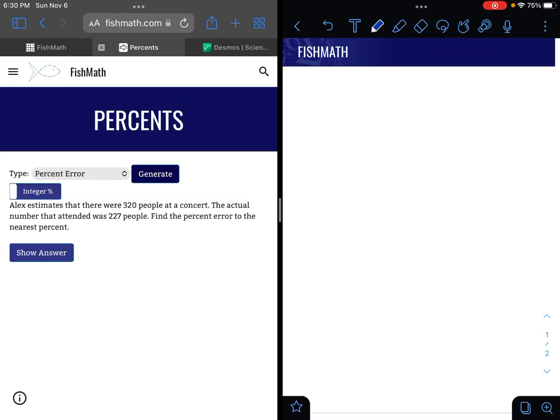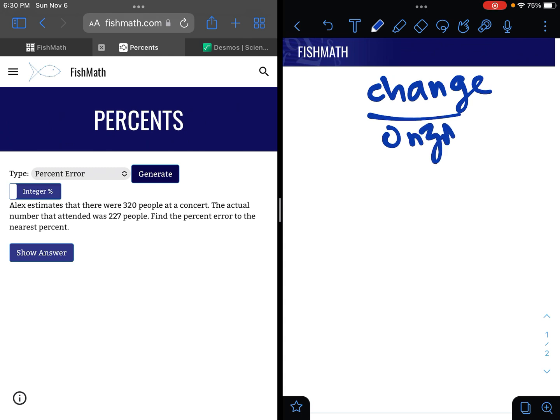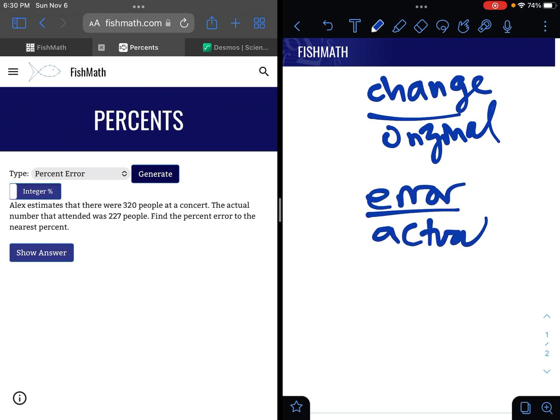Here we're going to look at percent error. Percent error is a lot like percent change. For percent change, we talk about the change divided by the original, whereas for percent error, we're going to talk about the error, how much it's different, divided by the actual. So in both cases, you're subtracting to figure out the difference, and then you're dividing it by something to get the percent. So same idea, just a little bit different.